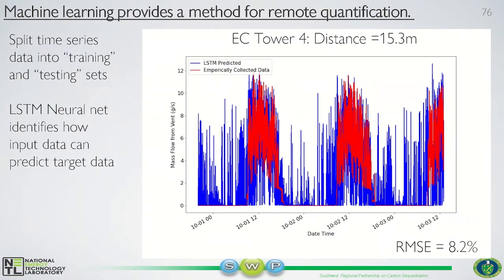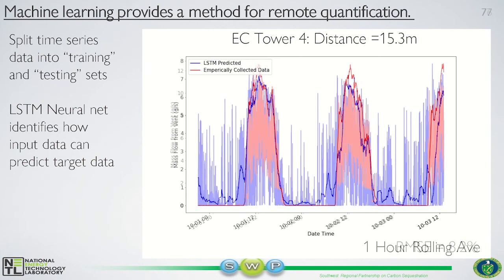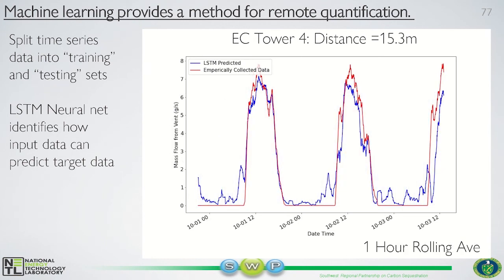Obviously, this looks very noisy, and on small timescales does not look very accurate. However, if we apply a rolling average to both the observational and machine learning predicted data, we can see that in this situation, the algorithm actually does pretty well at detecting the broader trends of CO2 leaving the vent. Pretty cool.